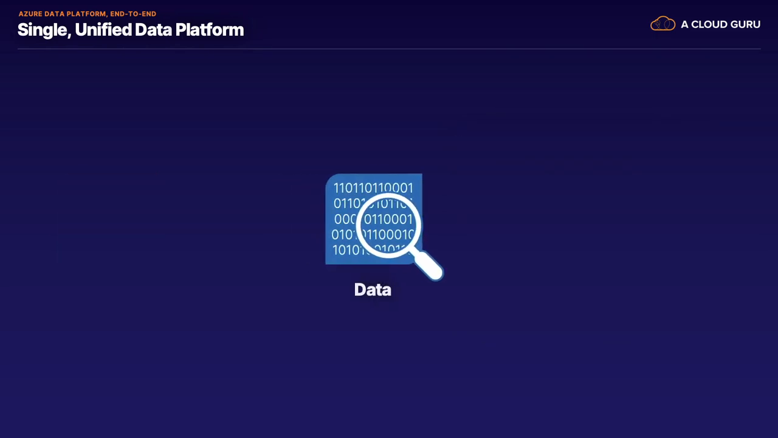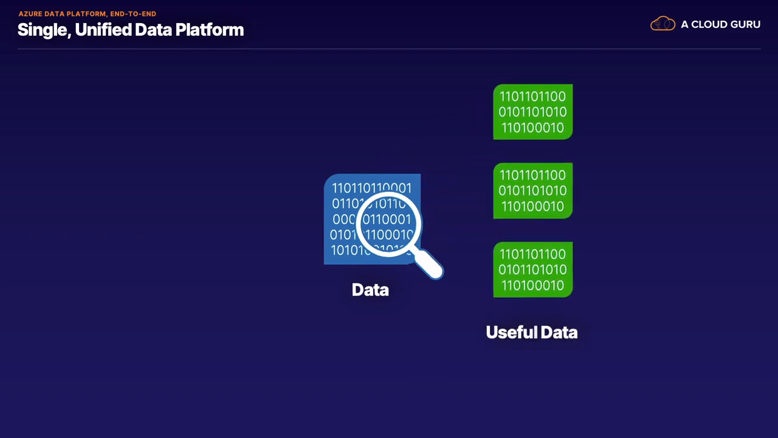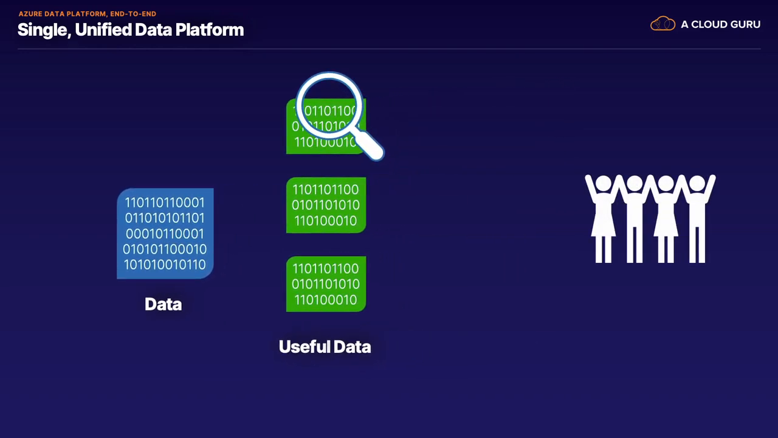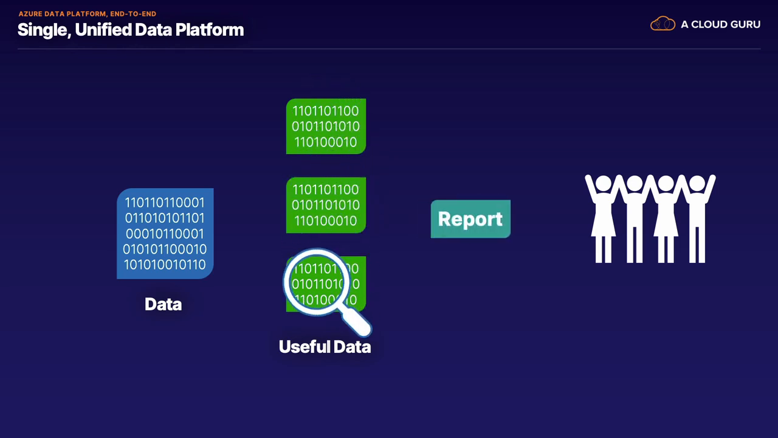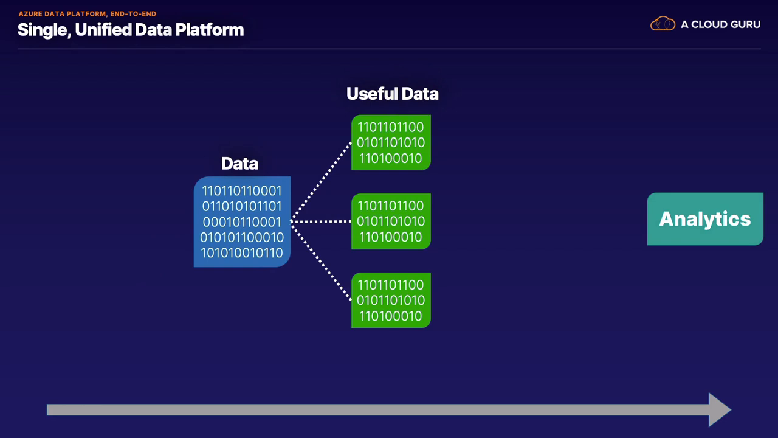The question becomes, how can you take data, review it, and somehow turn it into useful data, which can then be used by a team of analysts or a department in order for them to review that useful data and come up with a relevant report to them? Let's take a look at the technology that's required in order to make this happen.